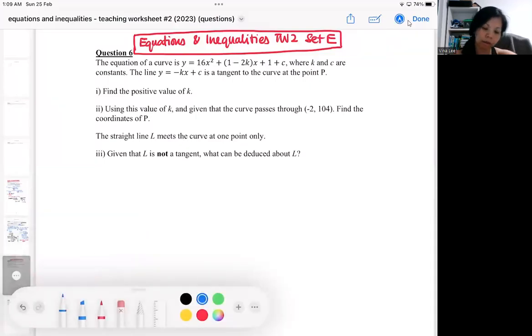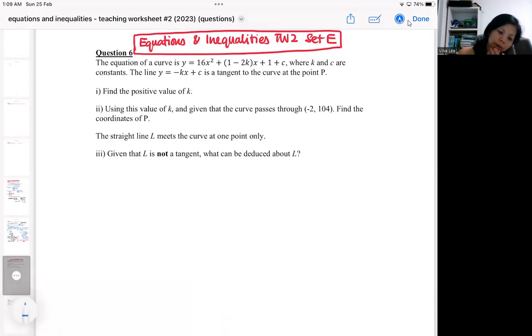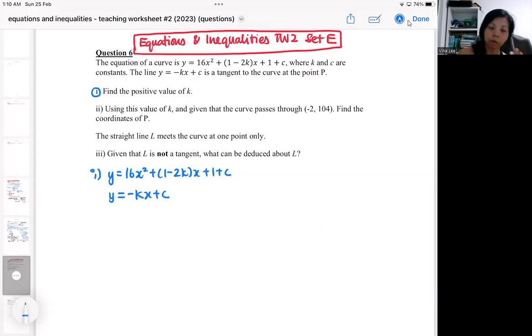Okay, so for this question 6, it is also an O-level question. So most people, when they look at the question, they are okay with part 1 because they can see that we got a curve and we got a straight line, and a straight line is being tangent to a curve.